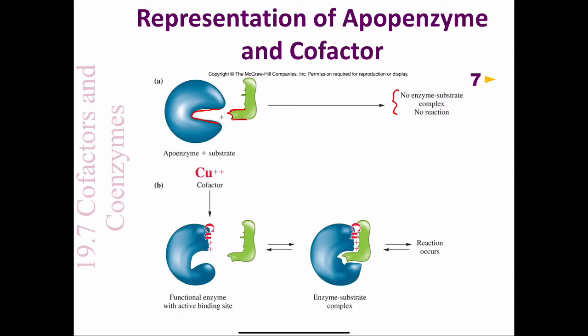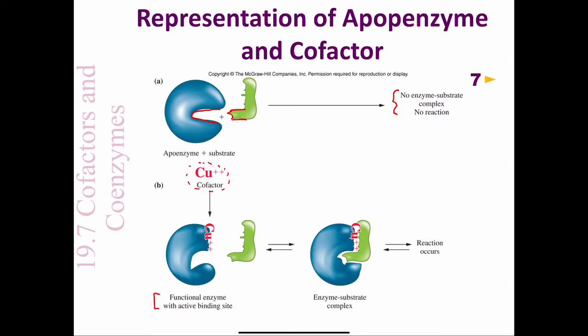But when the cofactor, in this case a copper 2+ ion for this example, binds to the enzyme, now we have a functional enzyme with an active binding site. And the way they've done it here in the slide is quite clever.